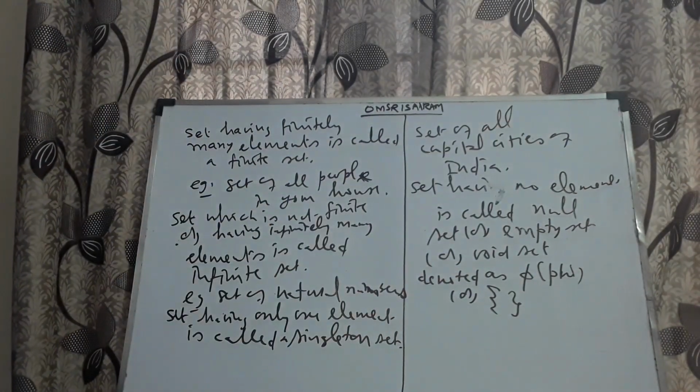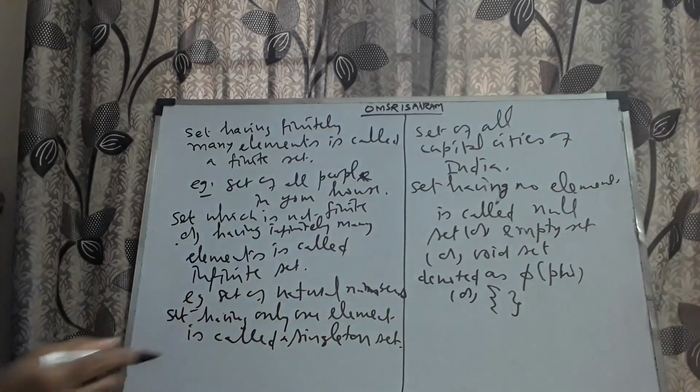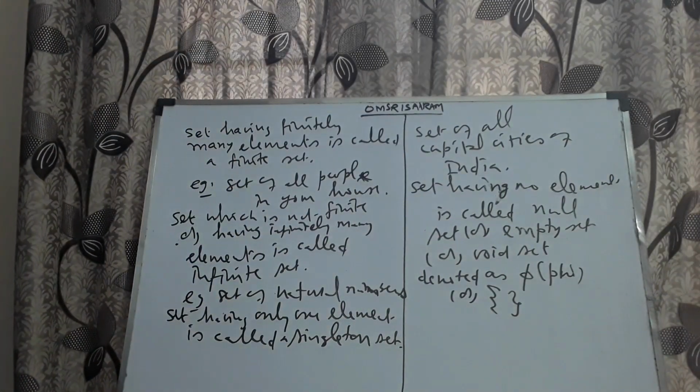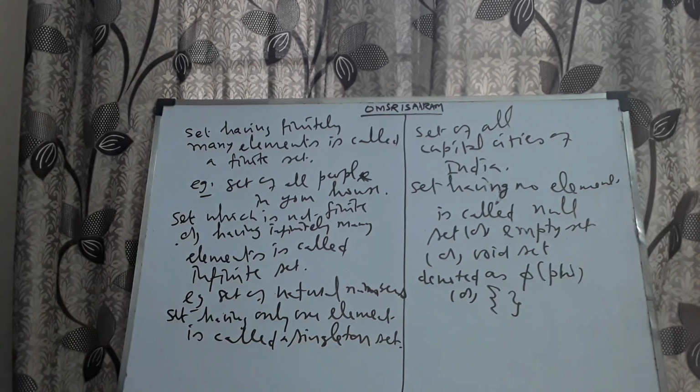Set of all natural numbers between 5 and 6. It's a simple example. 5 and 6 are two consecutive natural numbers. There is no natural number between 5 and 6. Okay. Set of all people who are having 3 eyes in the world. There are only 2 eyes for any person in this world. For having 3 eyes, so it is an empty set.